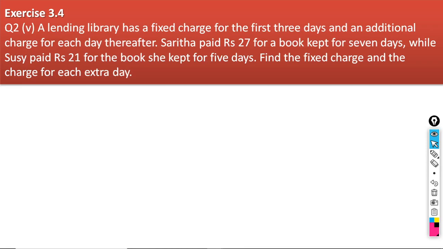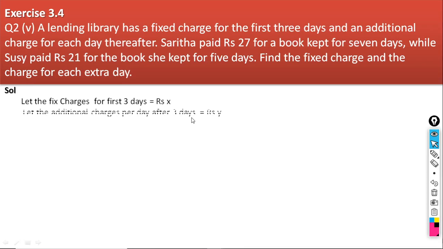In this problem, a lending library has a fixed charge for the first 3 days and an additional charge for each day thereafter. It means again there are two types of charges. One is a fixed charge. This fixed charge is for 3 days, and then an additional charge for each day thereafter. So first we consider the fixed charge for the first 3 days to be x and the charge per day thereafter to be rupees y.